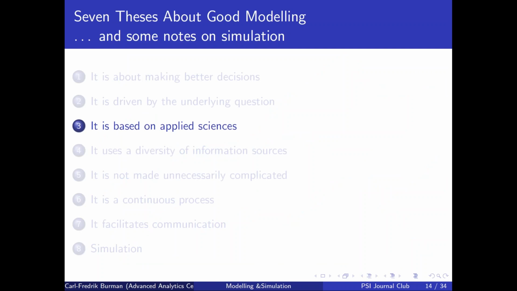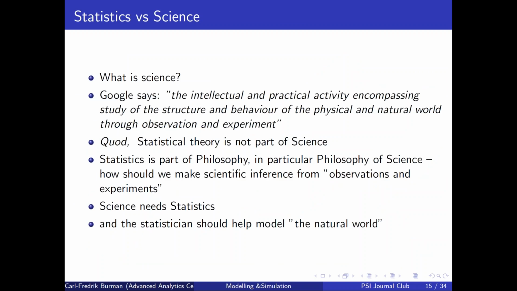The third thesis is that modeling should be based on applied science. And then, a bit controversial, I would say that statistical theory is not science. Statistics is something much better than this. Statistics is part of the means by which we can understand reality, the experiments made in science. So that means that we as statisticians are rather philosophers than scientists.